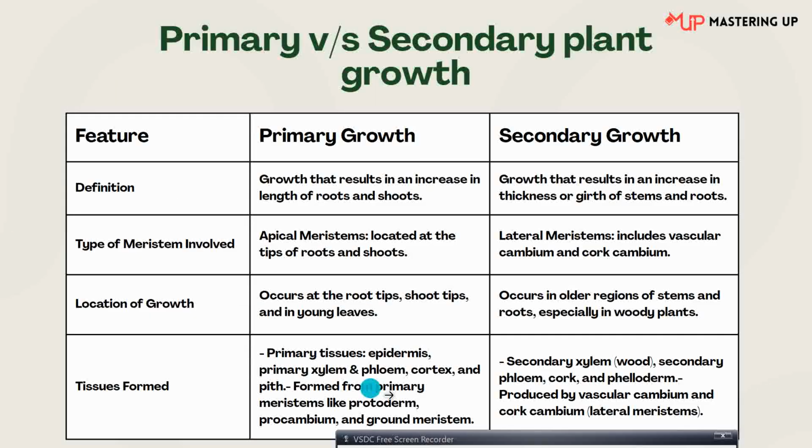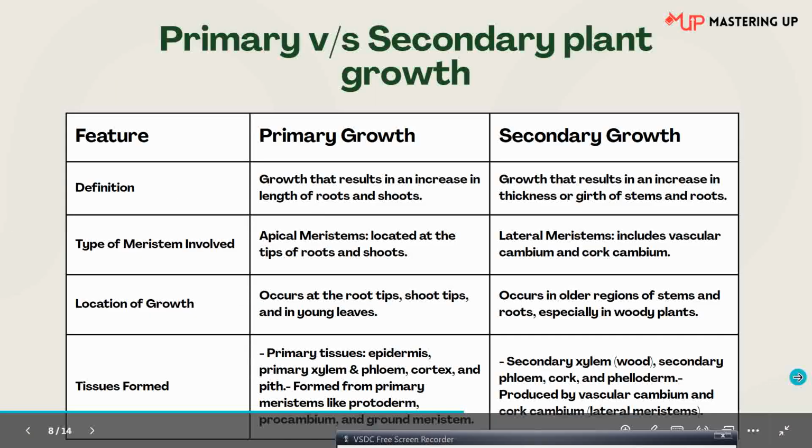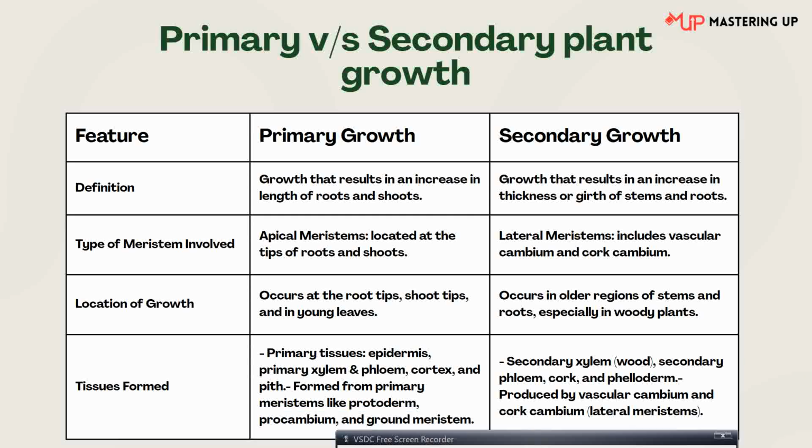Now let's study the basic difference, primary versus secondary plant growth. First of all, coming to the definition: primary growth is growth that results in an increase in the length of the root or shoots, and secondary is the growth that results in an increase in the thickness or girth of the stems and roots. Now the types of meristem involved: apical meristem is involved in primary, and lateral meristem, like vascular and cork cambium, in secondary.